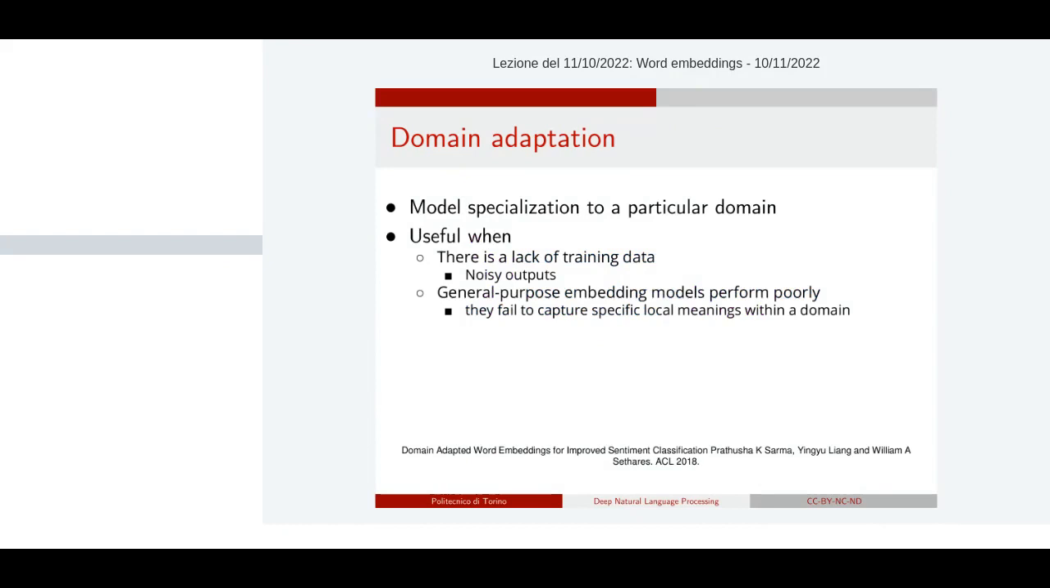Okay. It depends, of course, on your purposes. If you have to solve a task that is extremely domain specific, like, for example, I want to do sentiment analysis on financial news, no way to use a general purpose model, because they are for sure not performing well. So you do have to adapt the representation to the domain.